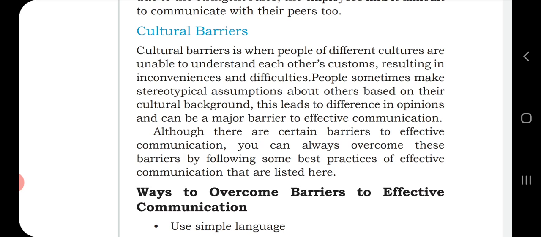Now let us see an example. A British boss once asked a new and young American employee if he would like to have an early lunch. Means the boss was British and he asked his employee, who was American and also young, if he would like to have an early lunch, like before the lunch hour, if he would like to have his lunch.